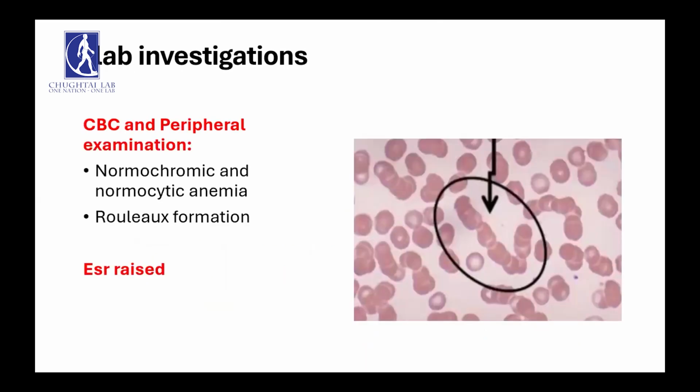Lab investigation: the first basic investigation is CBC with peripheral examination, and in CBC there will be normochromic normocytic anemia in case of multiple myeloma. And if we examine the peripheral smear, we can see a chain of coins called Rouleaux formation as well, due to paraproteinemia because of loss of negative charge. ESR will be raised.